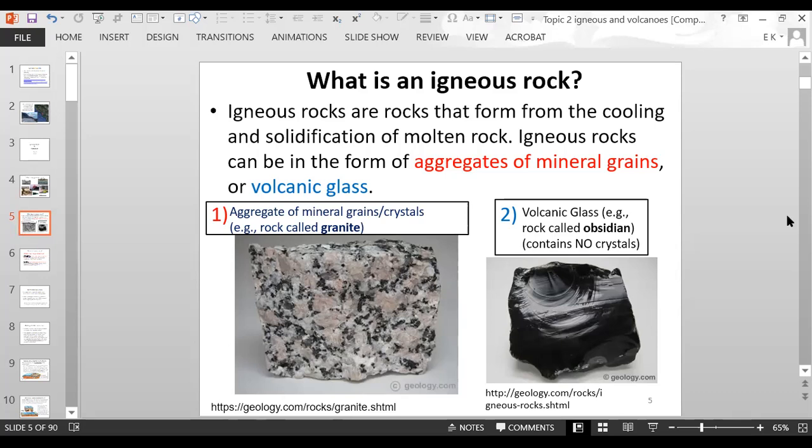And I showed granite as a good example of this because you could see the different crystals because they're different colors. There are other igneous rocks where you can't really see the different crystals as easily. And then volcanic glass, for example, obsidian, actually contains no crystals at all. And we'll discuss that later.